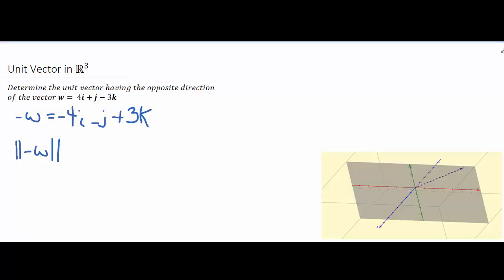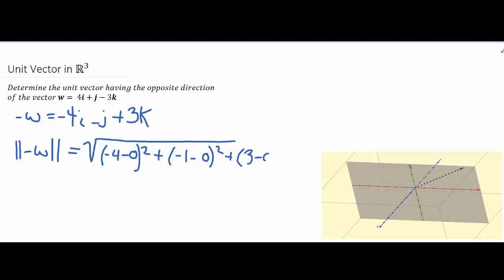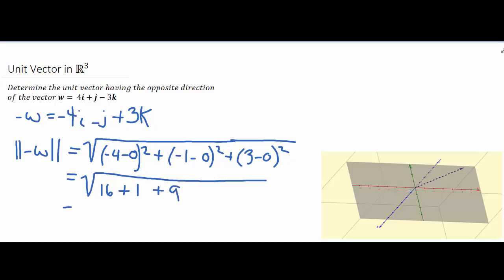I could determine the length of w because they should be the same length, but I'll do it on negative w. The length will be the x-coordinate negative 4 minus 0, because it's from the origin, plus negative 1 minus 0, plus 3 minus 0, all squared. So the length will be the square root of 16 plus 1 plus 9, which is the square root of 26.